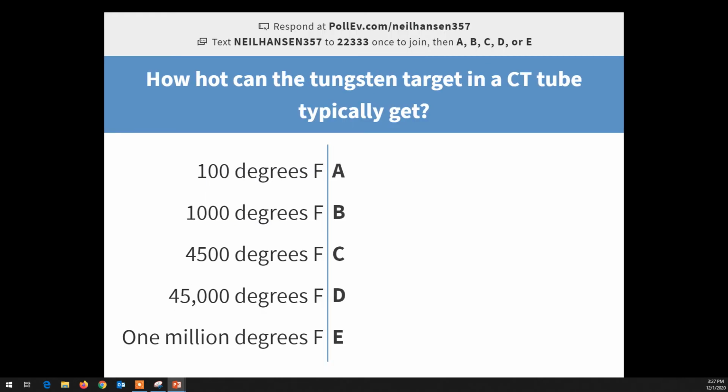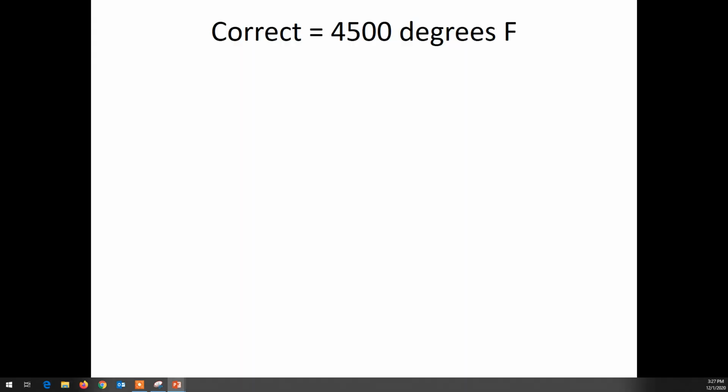All right, how hot can the tungsten target get in a CT tube, typically when we're doing a CT scan? Pause now if you need more time. The correct answer is 4,500 degrees Fahrenheit.